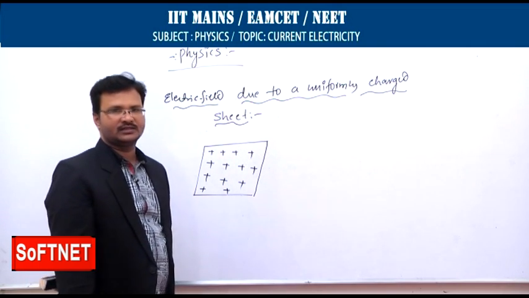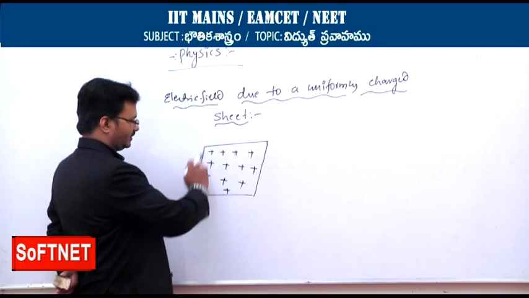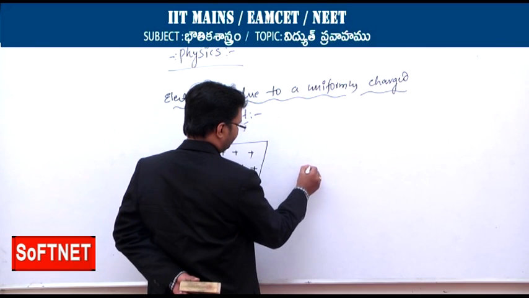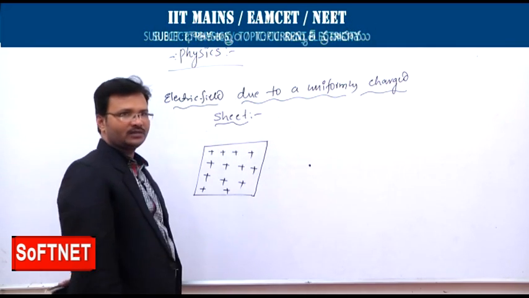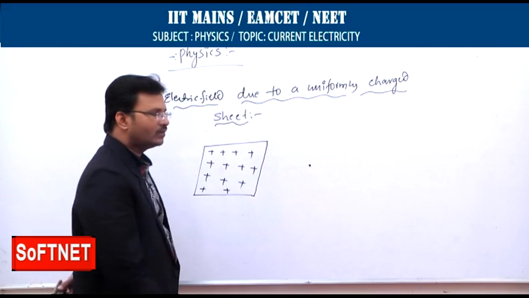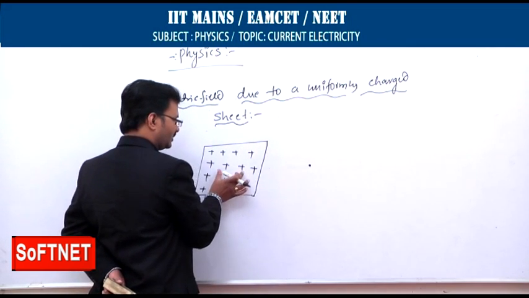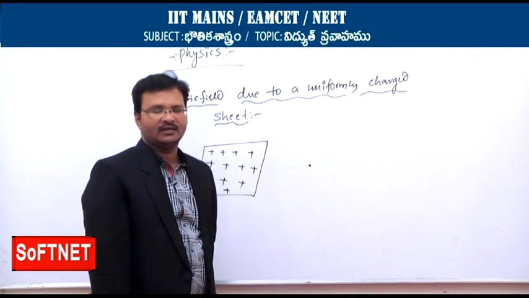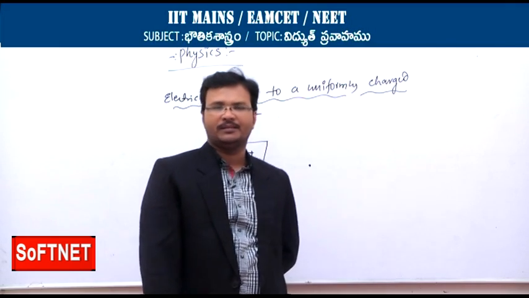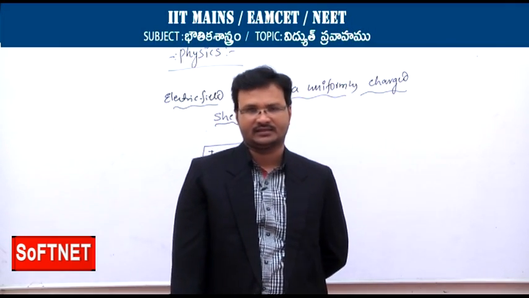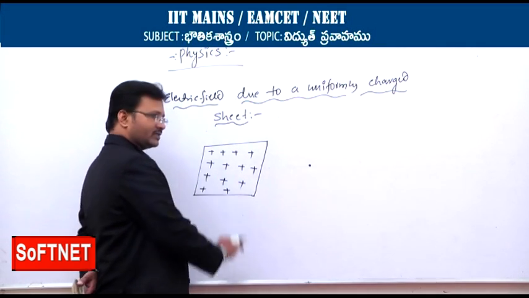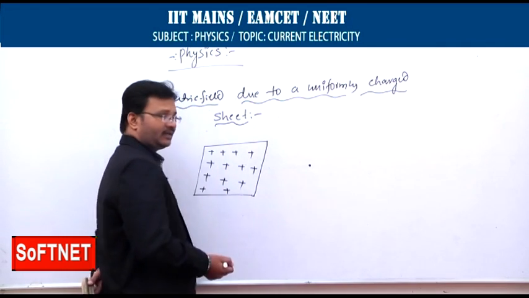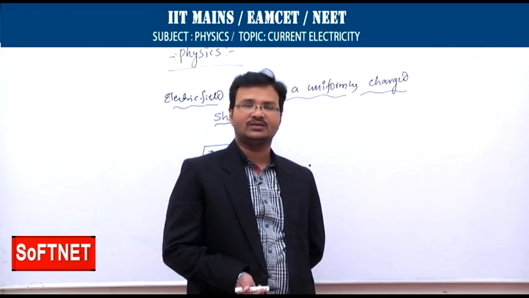Charges are placed on this uniformly charged sheet. Now, at this point, we have to find the electric field intensity due to this charged sheet. If we want to apply Gauss law, we compulsorily need a closed surface. So which type of closed surface can we assume here? Here we can assume a cylindrical Gaussian surface passing through the sheet.